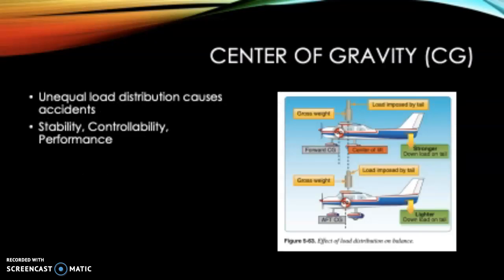Center of gravity, or CG, is the point over which the aircraft would balance. This is important because unequal load distribution causes accidents, and it actually affects the stability, controllability, and performance of the aircraft. A forward CG is a lot less dangerous than a rearward one. The latter becomes less controllable at low airspeeds and can be harder to recover from a spin and stalls in general.